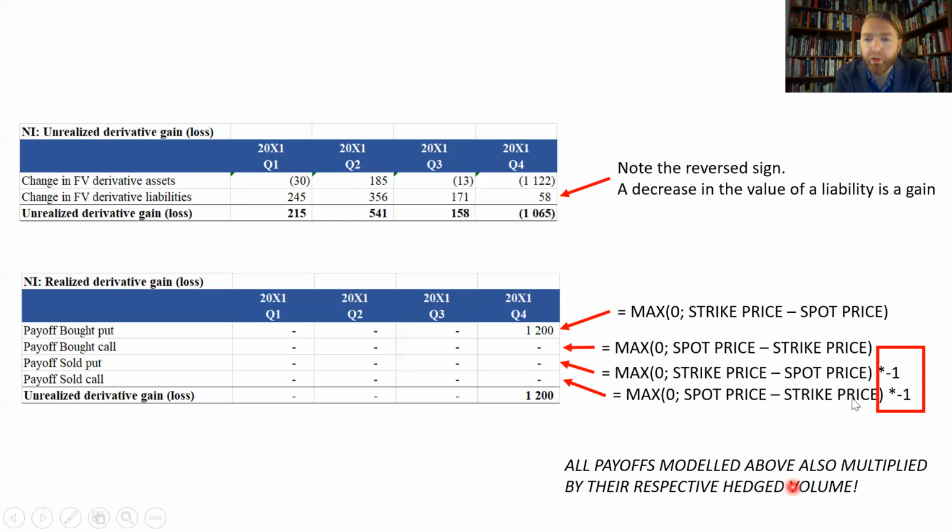And also hedge volume, I ran out of space here, so I couldn't get into it, but all these are on a per contract basis, right? So we have to multiply them by hedge volume as well.